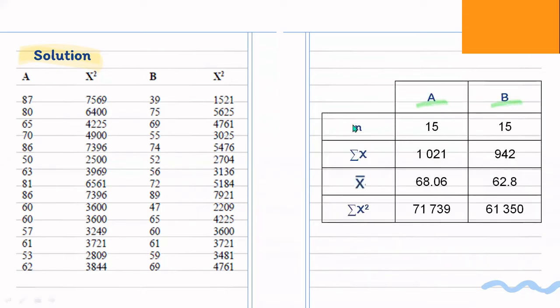We get sample size 15 for A, 15 for B, then the sum of X, that's 1021 for A and 942 for B, and then we have the mean for A, we get 68.06, and for B 62.8, and then we have the sum of X squared, as A is 71,739 and B is 61,350.